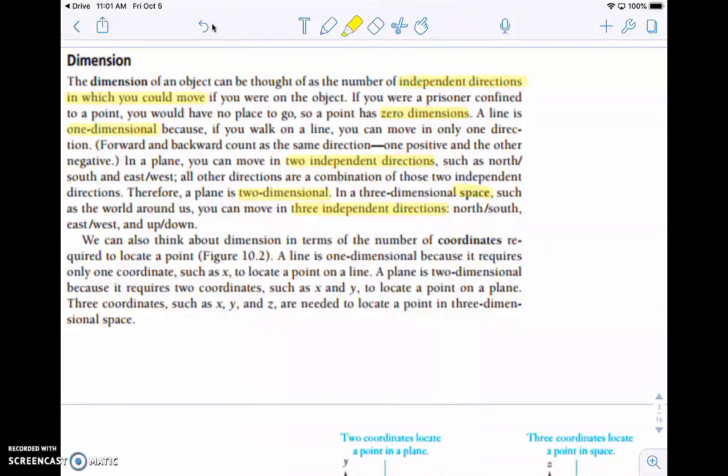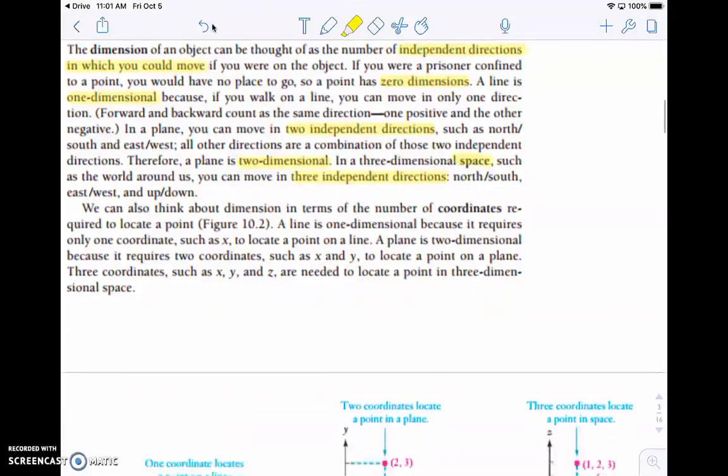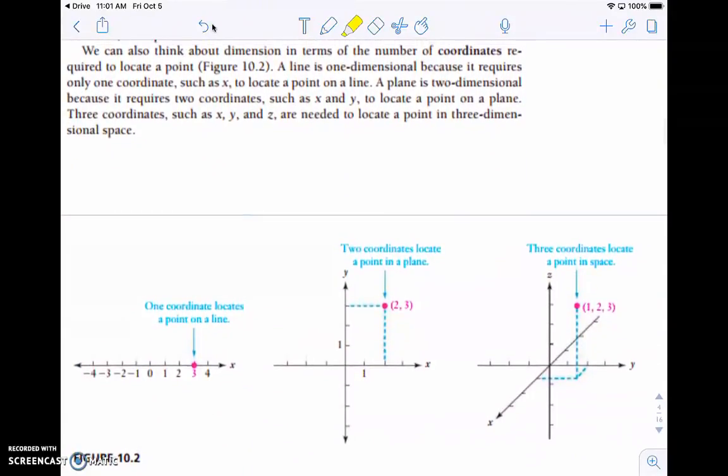So when we talk about dimensions, we can also think about dimensions in terms of the number of coordinates required to locate a point. If we come down here, a line is one-dimensional because it requires only one coordinate, such as x. So here's our line right here. It only requires one coordinate to determine where you're at on the line. A two-dimensional object requires 2 coordinates, so you can think of it as x and y, or in this case, going to the east and then going to the north, or however you view that. And then in 3 dimensions, you need 3 coordinates to determine where you're at.